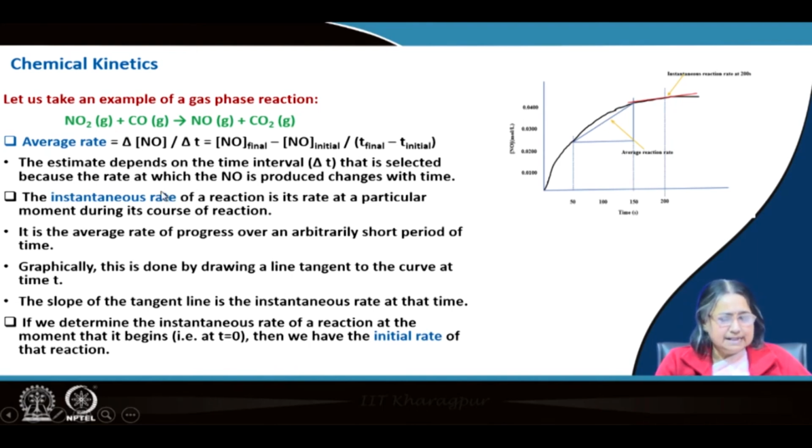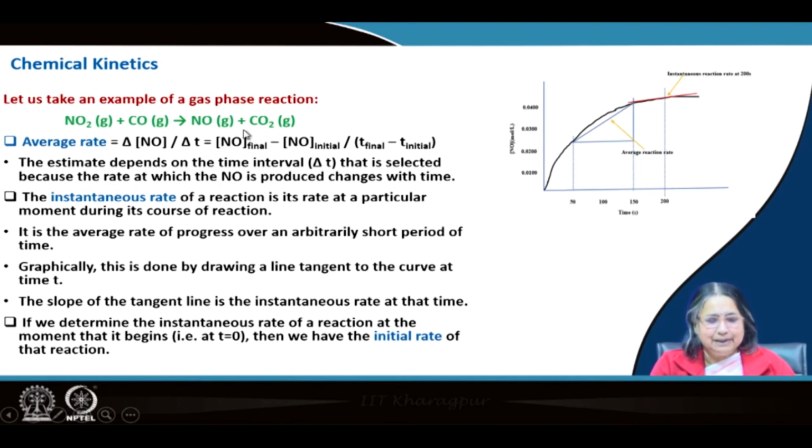Now, the instantaneous rate comes into the picture when this delta t becomes very small. The instantaneous rate is the rate of a reaction at a particular moment during the course of the reaction. So, the determination of the instantaneous rate is difficult. Now, graphically we can explain by this figure.